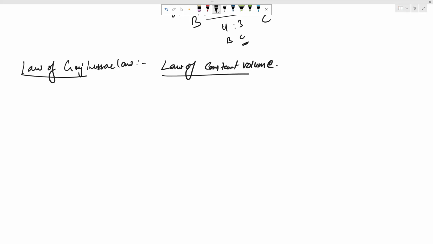What does this law state? The law of constant volume says that if the reactants and products both are gases, then they are always present in a simple ratio.